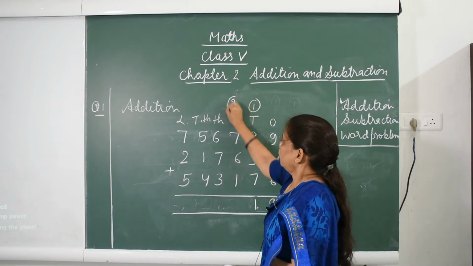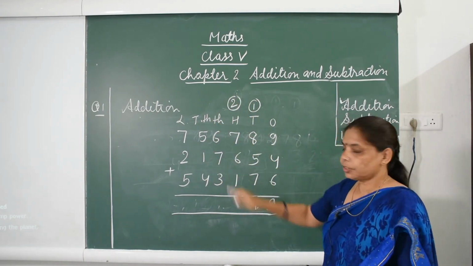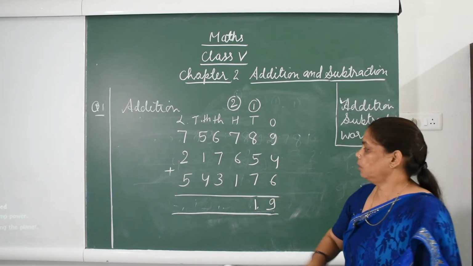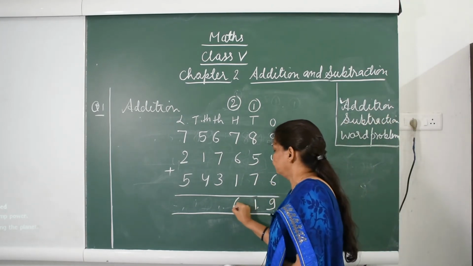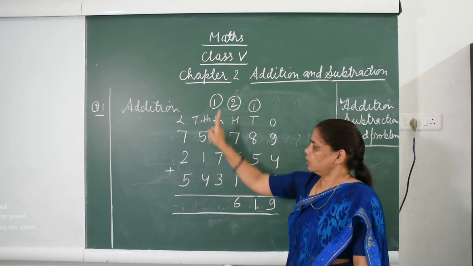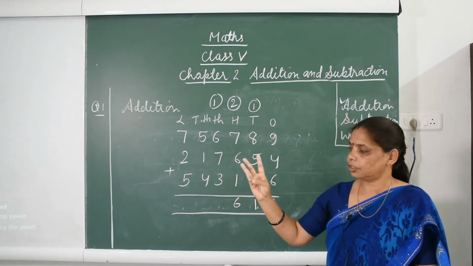Two as a carry. So 7 plus 2, 9. 9 plus 6: 10, 11, 12, 13, 14, 15, plus 1, 16. Carry 1. Now 6 plus 1, 7. 7 plus 7, 14. 14 plus 3: 14, 15, 16, 17.